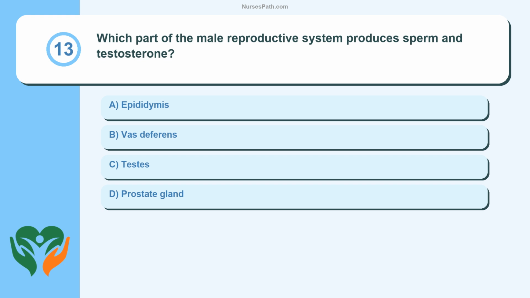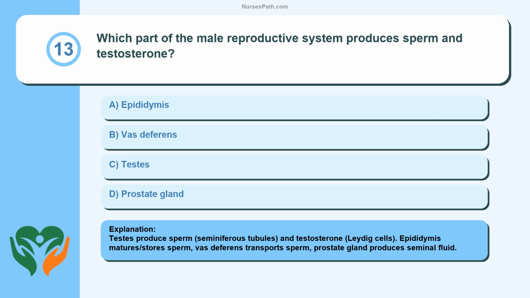Question 13. Which part of the male reproductive system produces sperm and testosterone? Epididymis, vas deferens, testes, prostate gland. Testes produce sperm, seminiferous tubules, and testosterone, Leydig cells. Epididymis matures and stores sperm, vas deferens transports sperm, prostate gland produces seminal fluid.